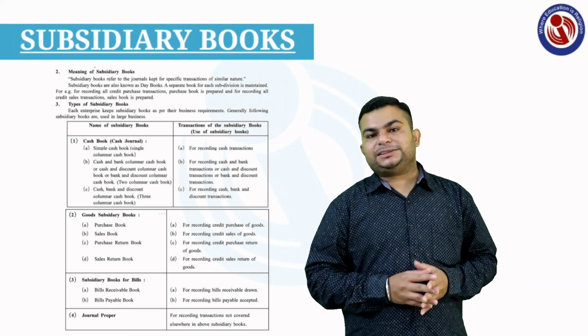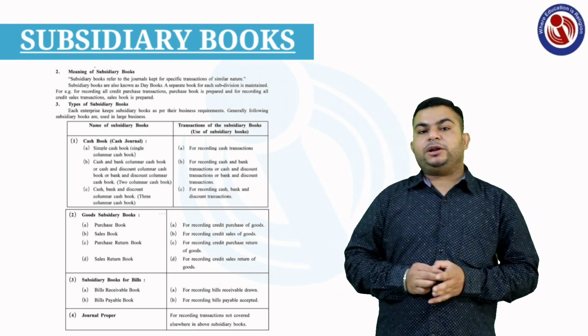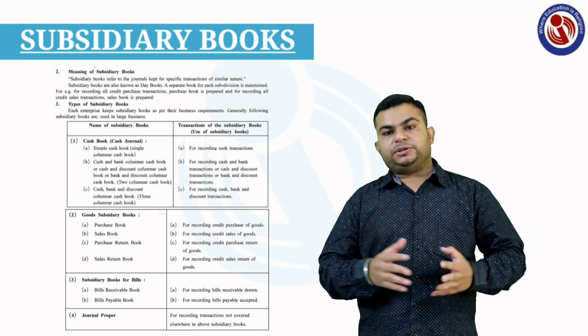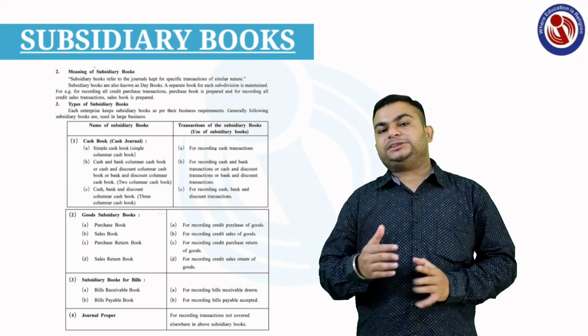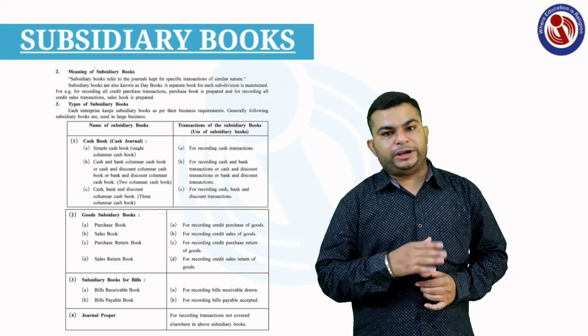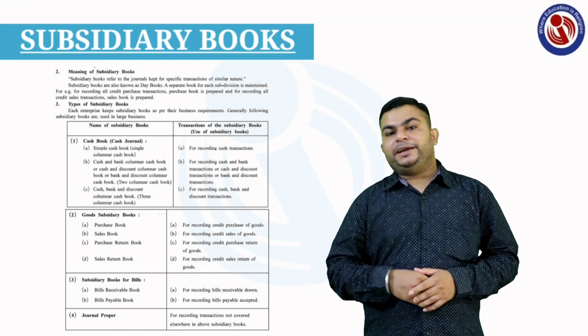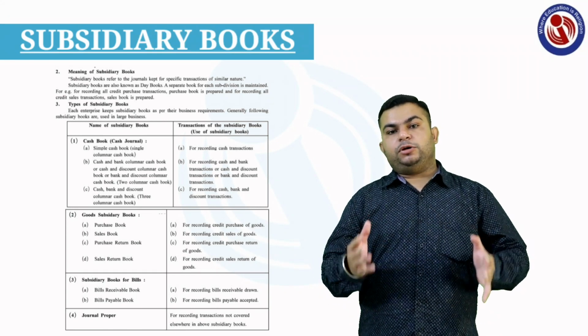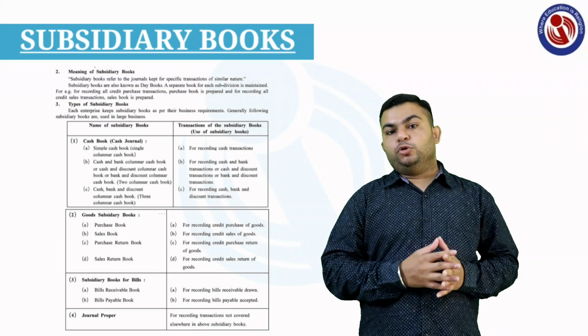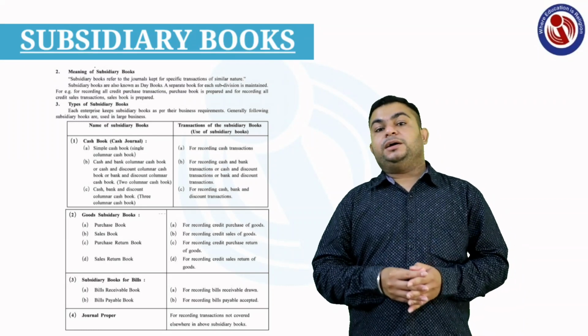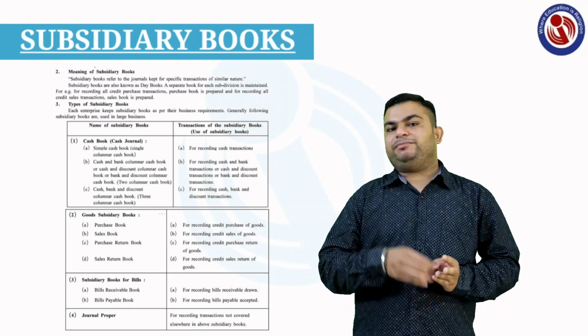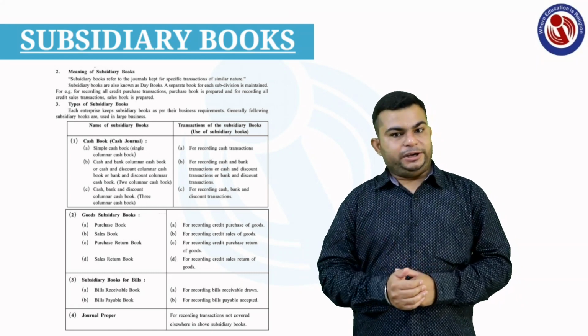At present, let us discuss the subsidiary books of this chapter. You have been given subdivisions of the purchase book also. Purchase book is subdivided into simple purchase book and columnar purchase book. In the same way, sales book is also divided into subdivisions, columnar sales book and simple sales book. In the same way, purchase return and sales return.